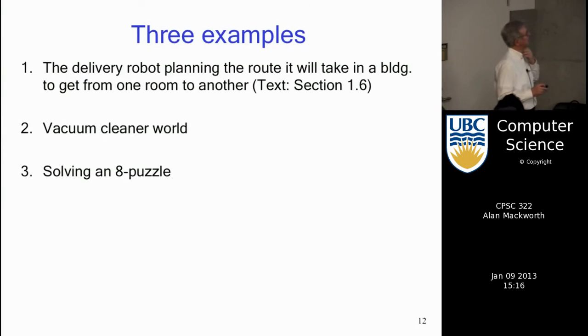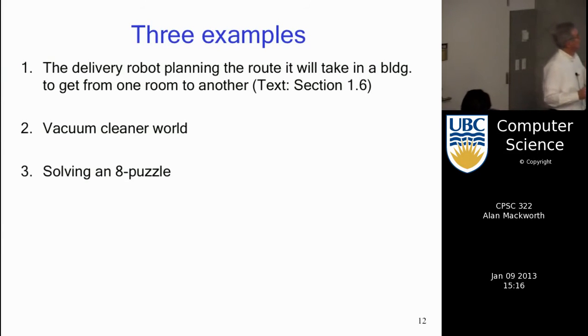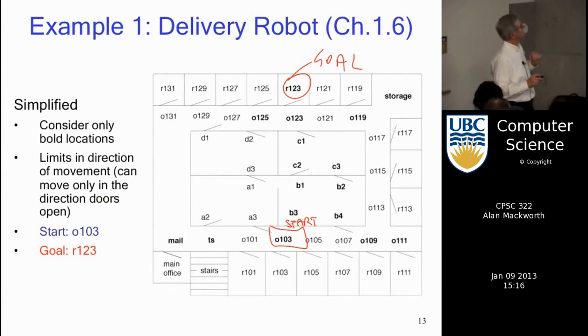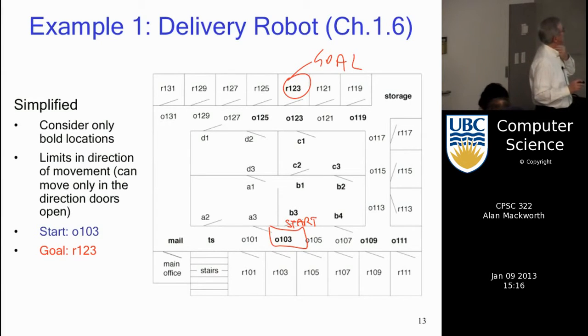path. So we'll do 3 different domain examples. Say I'll look at states versus features versus relations in this example. So we're talking about a delivery robot, a vacuum cleaner world, and an 8 puzzle. So you've read about this in chapter 1, section 6.